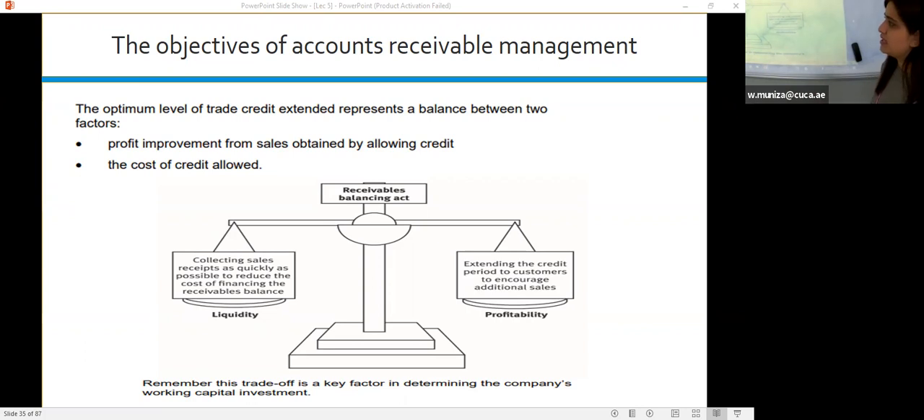So what is liquidity? Collecting sales receipts as quickly as possible to reduce the cost of financing the receivables balance. And profitability, extending the credit period to customers to encourage additional sales. Remember, this trade-off is the key factor in determining the company's working capital investment.